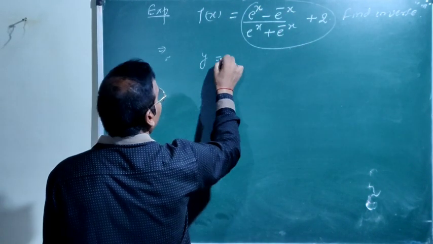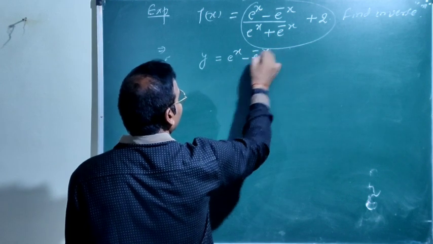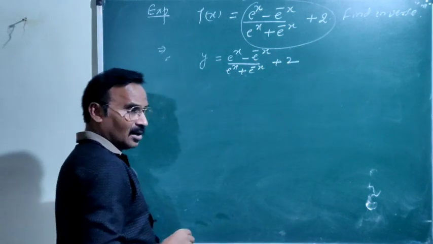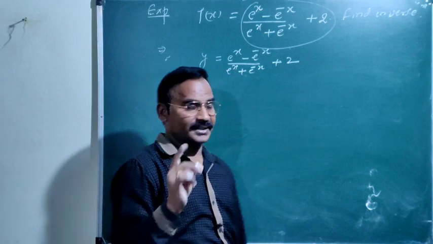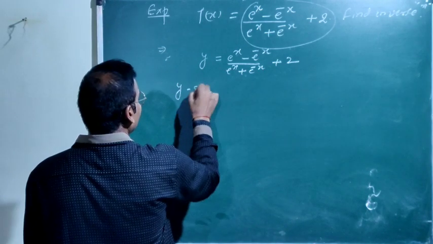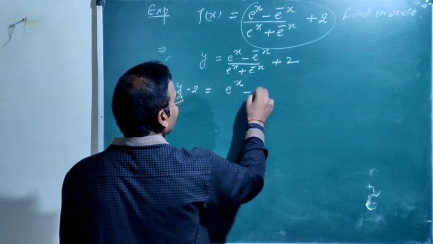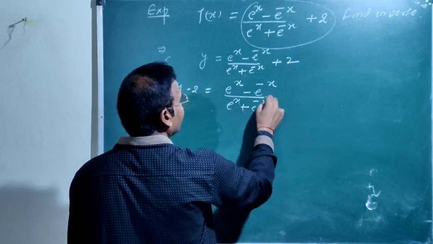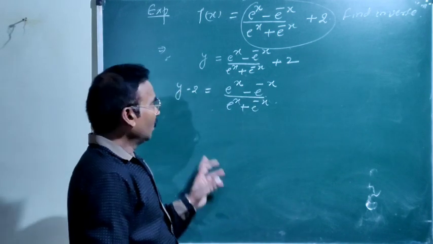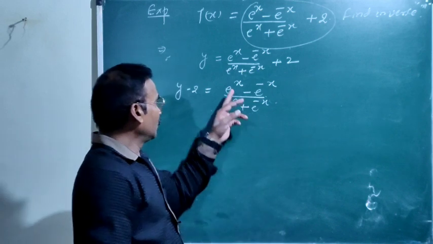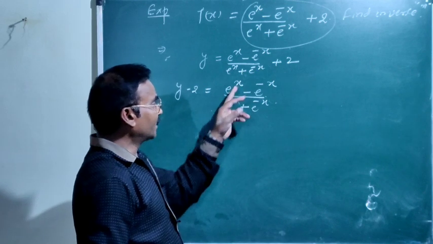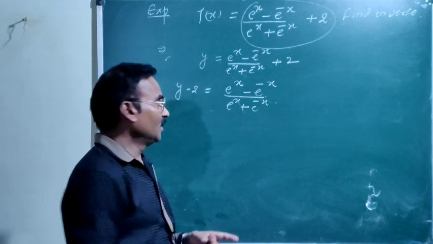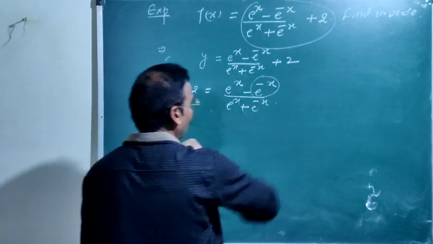So take y equals (e raised to x minus e raised to minus x) by (e raised to x plus e raised to minus x) plus 2. Now you have to find x. So y minus 2 equals (e raised to x minus e raised to minus x) by (e raised to x plus e raised to minus x). Now convert into similar terms, in terms of e raised to x, in positive powers, positive indices.